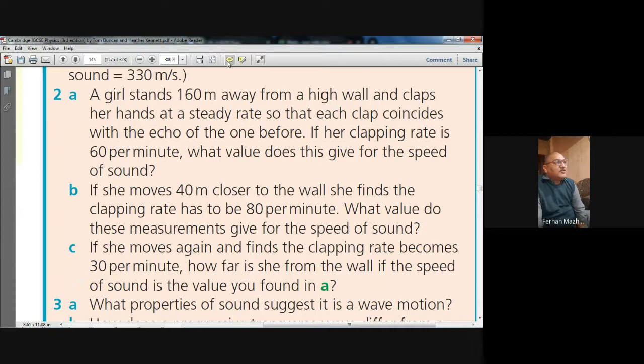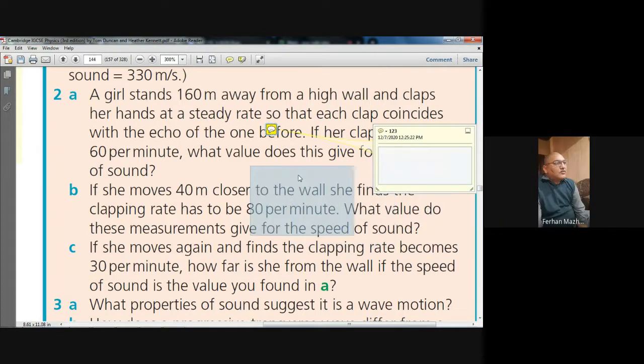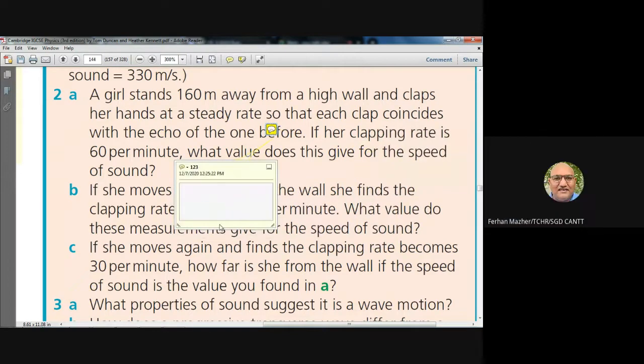Okay, let me do this. She is actually doing 60 claps per minute. So the time is 60 seconds, and the claps are 60. So in 1 minute she is doing 60 claps.